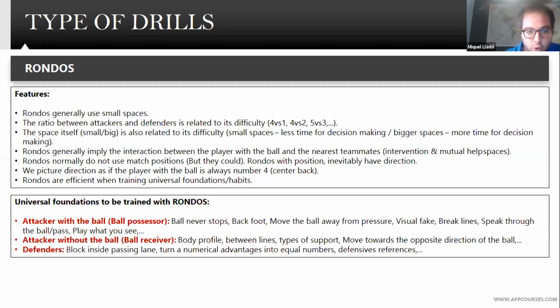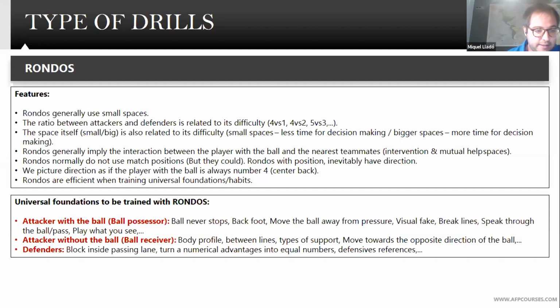The way in which a rondo could use match positions would be maybe referring to the player with the ball as always being the number 4. So they eventually understand that when the player has the ball, he's the number 4, and the player opposite to him in a rondo would be the number 9. This is done so that the nearest receivers always try to find a good body profile, facing the ball and the farthest away player, which is opposite to him. But it's a discussion here. We could argue a lot, but that's not the intention for today. And finally, as I said, rondos are efficient in training universal foundations. Which ones? You have it on the following box.